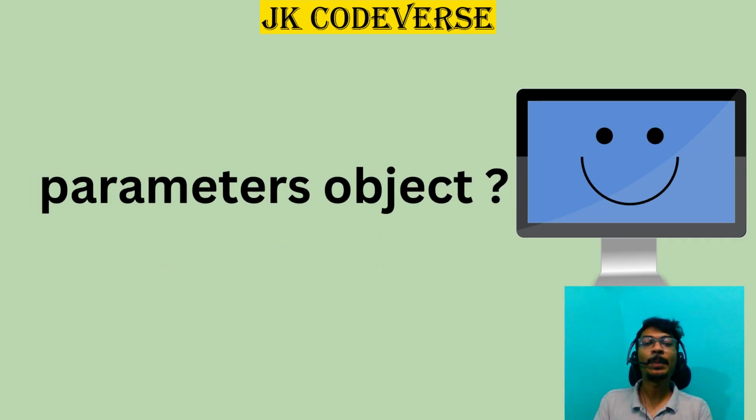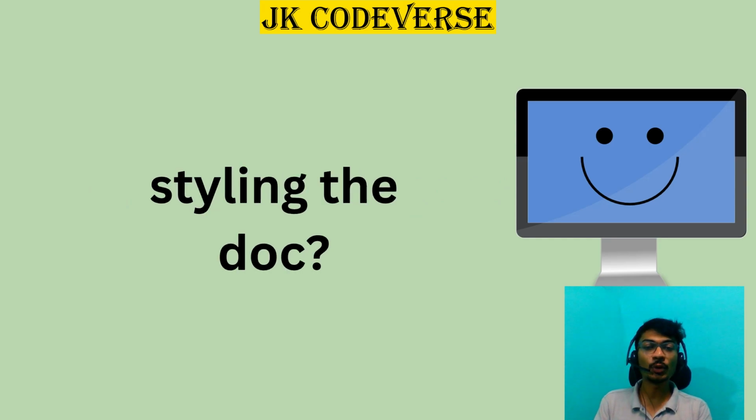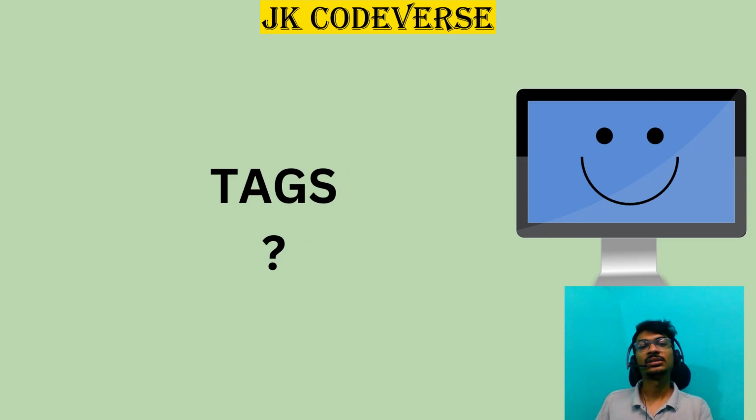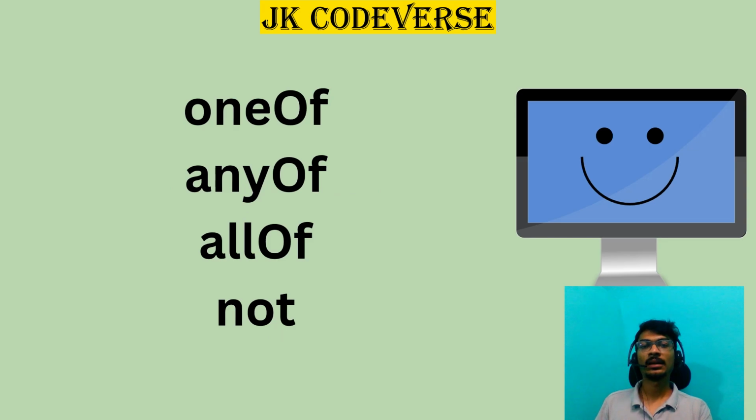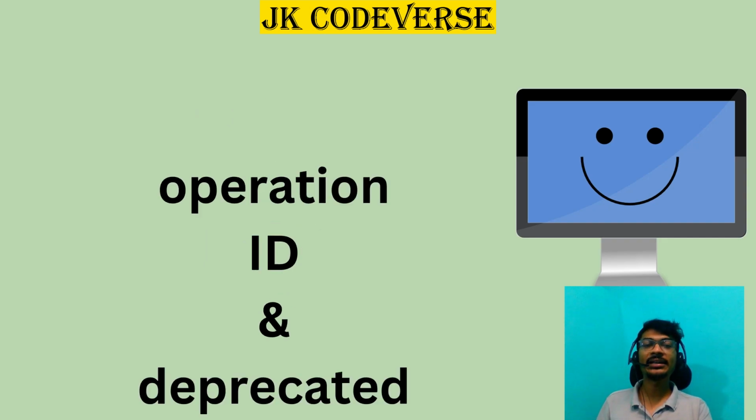And there is a parameters object, request body, and how we can style our specification, the OpenAPI specification or the document. And the tags, the components of OpenAPI. And we'll discuss oneOf, anyOf, allOf, not, with examples, and operation ID, and what is deprecated in the OpenAPI specification and how it can be used.